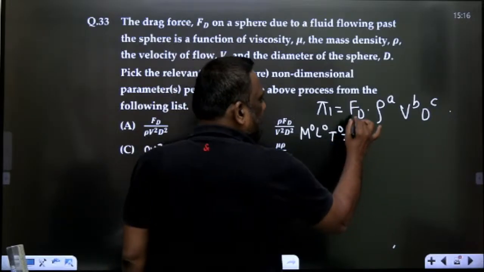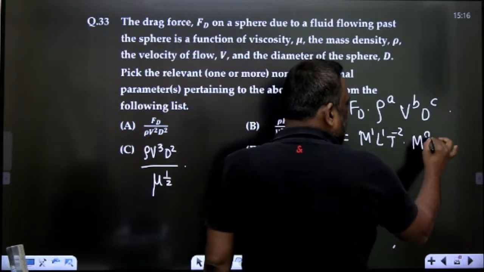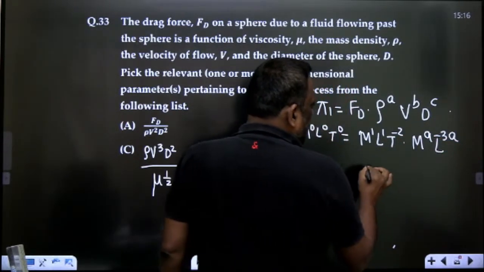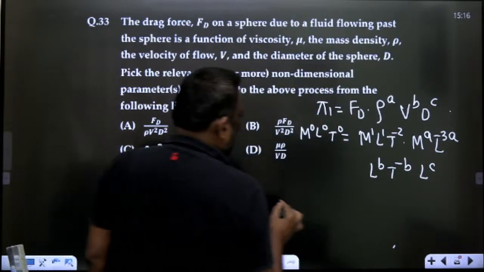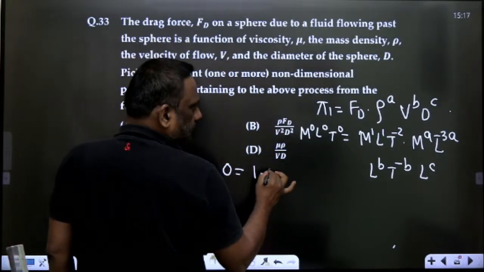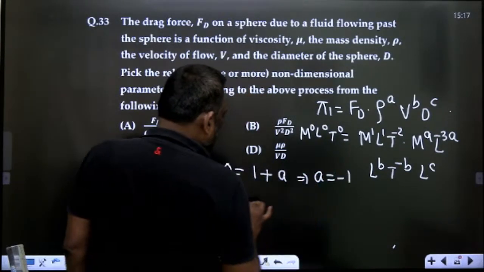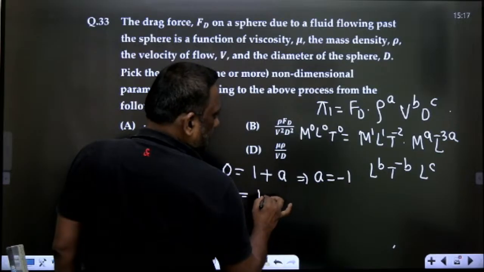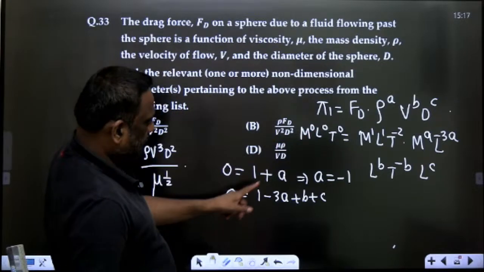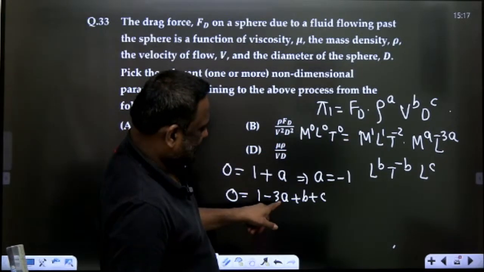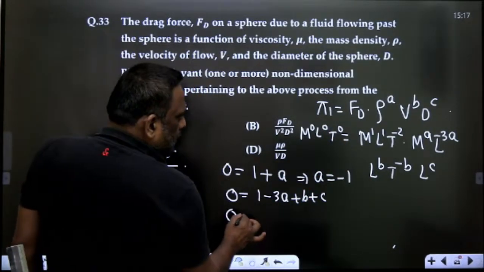So pi 1 is M^0 L^0 T^0 times F. What is F, sir? M L T^-2. Density is M L^-3, and velocity is L T^-1, meters per second, diameter is L. Correct, sir. Now look at the power of M: 1 plus a, so a is -1. The power of L is 0, which means 1 - 3a + b + c, am I right, sir? L power 0 is 1 - 3a + b + c.